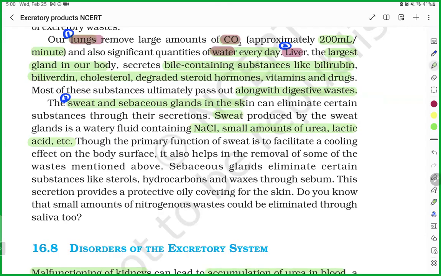Yes, sir. Of course, everybody has experienced this, because when you have a lot of sweat on your face, it comes into your mouth naturally. So it is a little bit salty, right? The reason is this: it is a watery fluid, but along with that, it has NaCl, urea, and lactic acid.